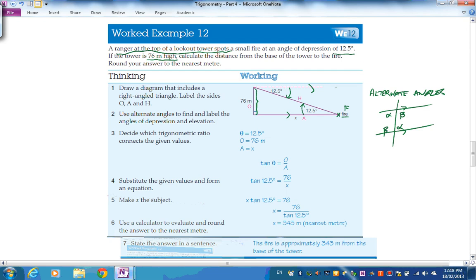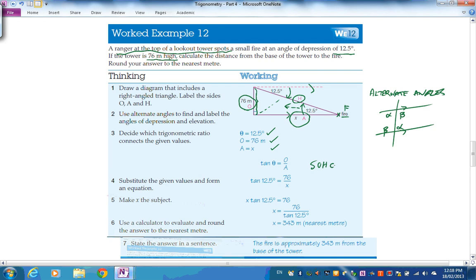So what we've got now, go to the angle, look out, so that's the opposite. Go to the hypotenuse, look out, that's the hypotenuse. So the other one is the adjacent, and that's what we want to know now, how far the fire is away from the base of the tower. So let's list the information. We know theta is 12.5, the opposite is 76, the adjacent is the x that we're trying to find.